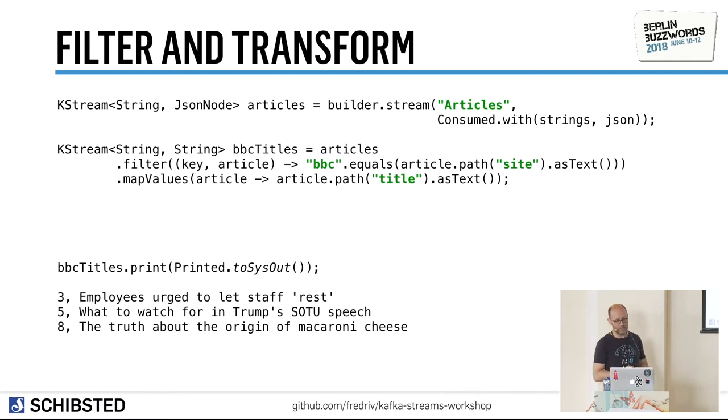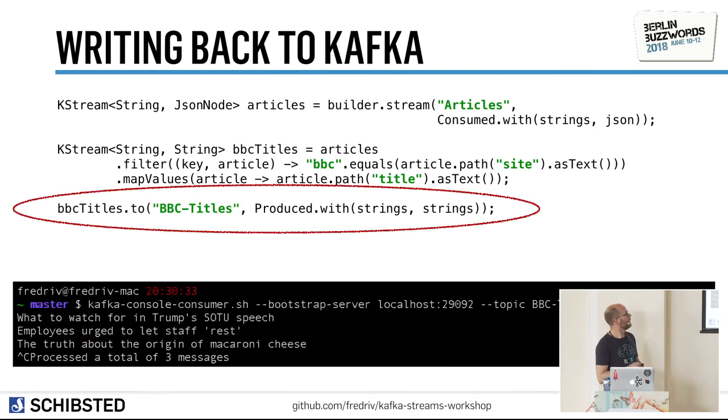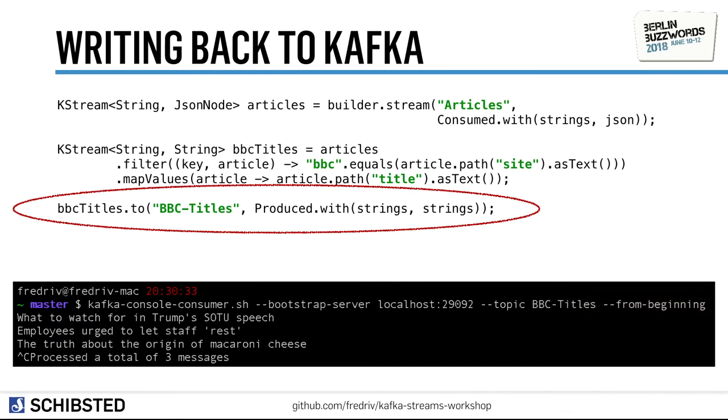That you can do quite easily, writing it back into Kafka by using the to method on your KStream. Just provide it with the topic that you want to write to, and also specify how to deal with the data. How do you convert it back to byte arrays? And then from my command line, I can use the command line interface for consuming data from my topic, and it will show me these three titles from the data that I had.